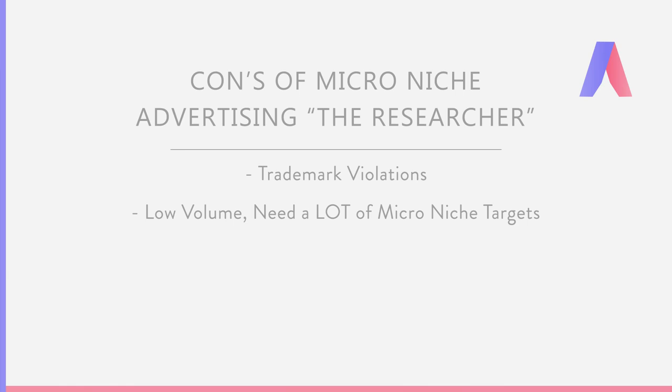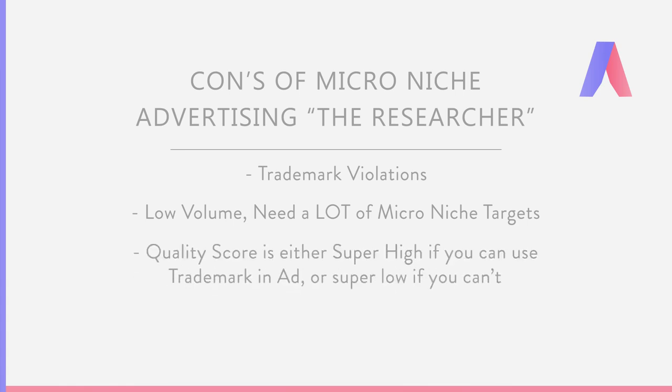There's low volume here. You need a lot of micro niche targets. So you're going to be far more active in adding stuff than other people who target the solver. There are fewer campaigns they need. You're going to need a lot more campaigns and ad groups to make up for the low volume. And there's going to be this issue of quality score, which you'll learn about, which really affects your cost of advertising or ability to advertise for that matter. Either it's going to be super high if you can use a trademark, or it's going to be in the tank if you can't. It's this either-or proposition.